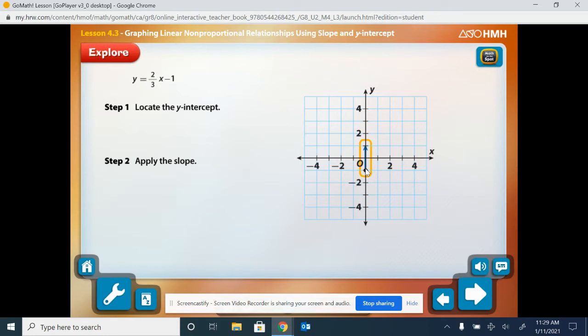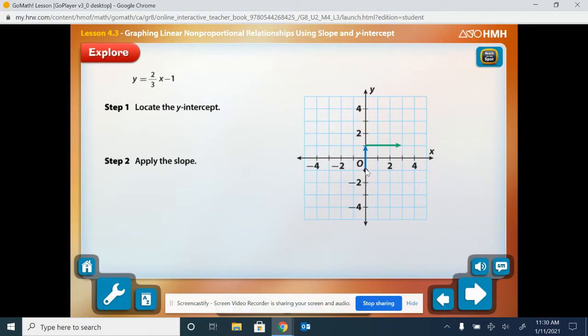Step 2. Use the slope to plot a second point on the graph of the line. The slope is rise over run, 2 over 3. To find a second point on the line, use the fact that rise equals 2 and count up 2 from the y-intercept. And then to the right 3 because run equals 3. Click the location on the graph representing the second point on the line.